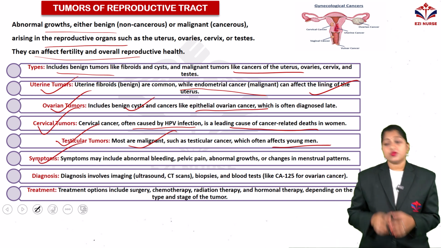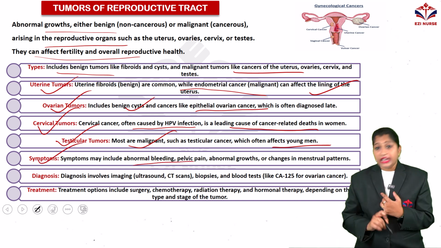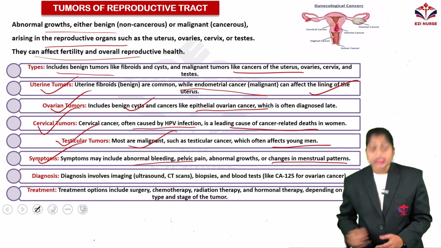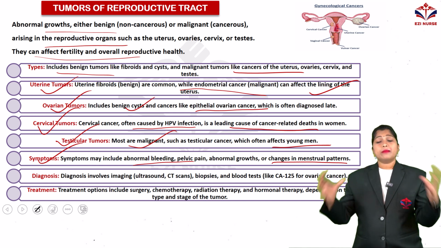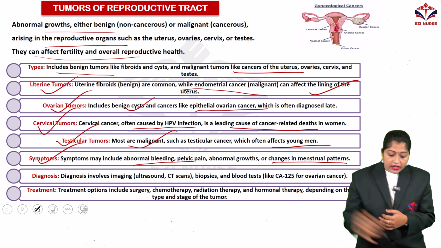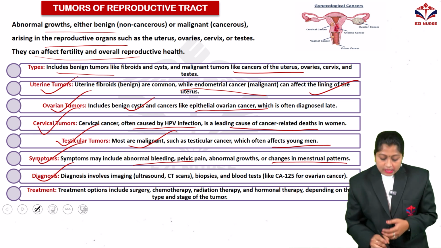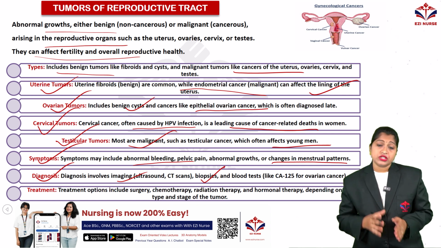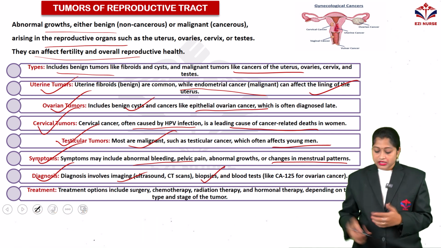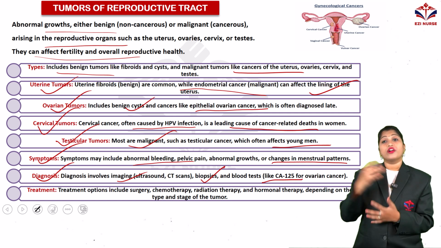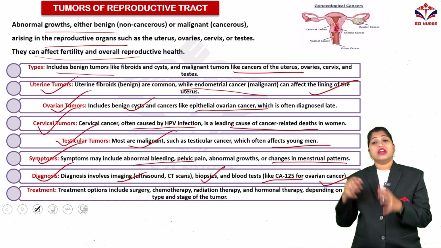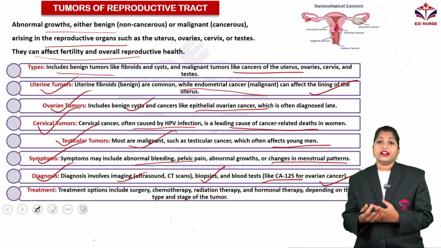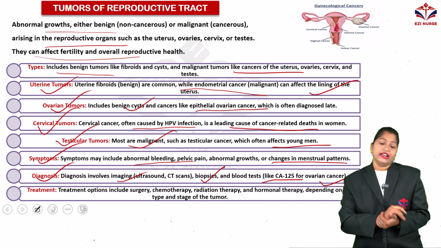And the next is symptoms. They can include abnormal bleeding in females, pelvic pain, abnormal growths, or changes in the menstruation pattern, the cycle. Diagnosis involves imaging tests, ultrasound, CT scan, biopsies, which are a confirmation test for the tumor cells, and blood tests, for example CA-125 in case of ovarian cancer. We do this particular CA-125 test, which is also a kind of blood test, in order to identify or confirm ovarian cancer.